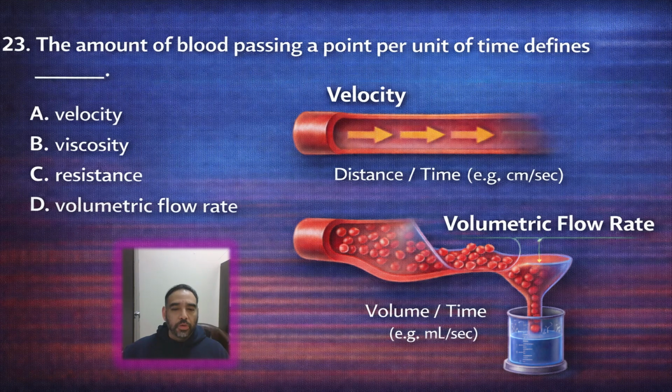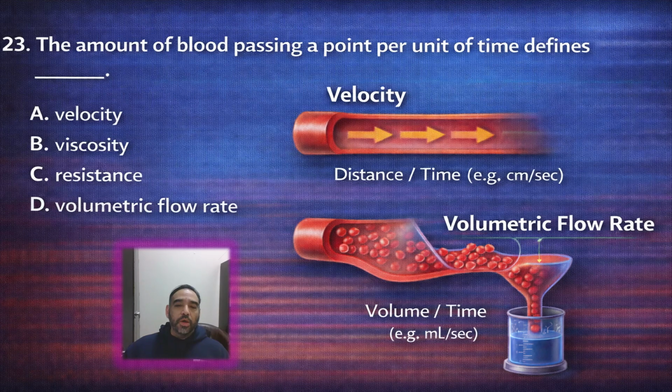Okay, so the next question here is: the amount of blood passing a point per unit of time defines what? The answers are A, velocity, B, viscosity, C, resistance, or D, volumetric flow rate. So the correct answer here is D, volumetric flow rate. This is the amount of blood passing a point per unit time. And it's the definition of flow, which is equal to volume divided by time. We can express this as milliliters per second or liters per minute. And this volumetric flow rate tells how much blood moves past a location each second, not how fast it's moving.